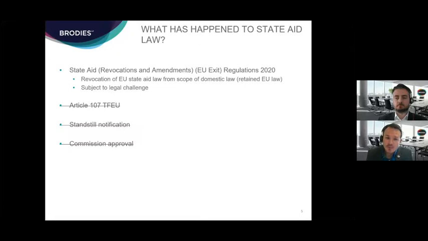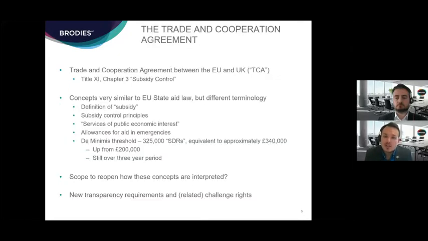So what takes the place of EU state aid law? If you go into the next slide, so what we've got now is the Trade and Cooperation Agreement between the EU and the UK, and its chapter on subsidy control. So the concepts that we have are very similar to EU state aid law, but the terminology is a little different. It has its own definition now of what is a subsidy, sets out the subsidy control principles, of which more later on in the presentation.